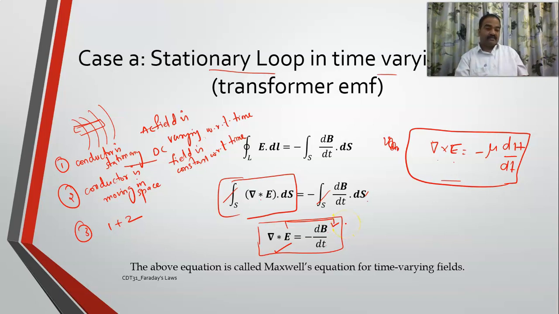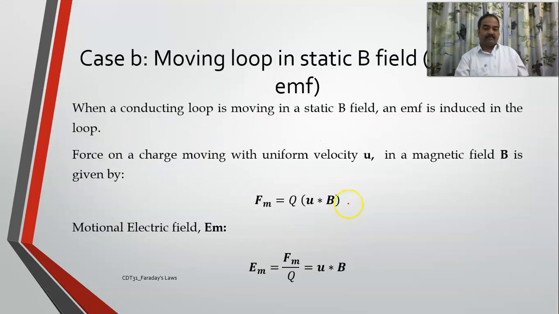Now we will move on to case number 2, when the field is constant with respect to time, but the conductor is moving with respect to space. So when a conducting loop is moving in a static B field, which is constant with respect to time, an EMF is induced in the loop because the conductor is moving. So we'll start with the basic equation. You know that when a charge is moving in a magnetic field with a velocity of u, the equation is Fm is equal to q into u cross B, right?